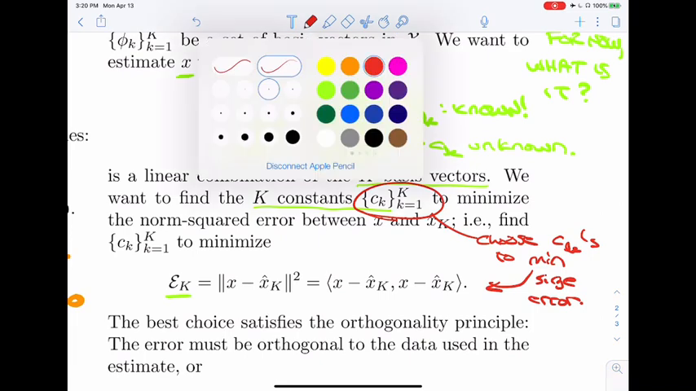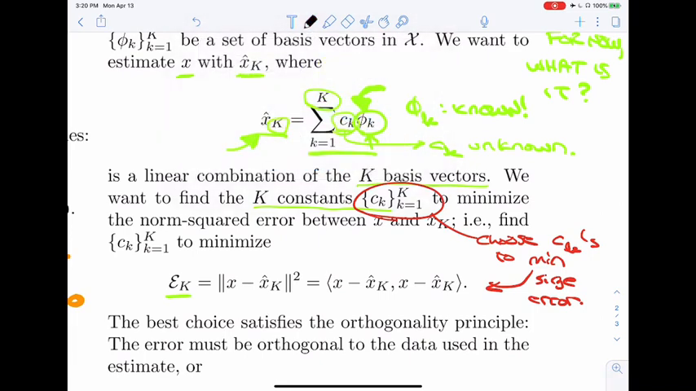Well, that's where the idea of a norm comes in. We know the norm is one way of coming up with a number that is indicative of the size of some object, the vector. So I'm going to look at my error, that's x minus x hat k, and take its norm squared, its size, which is represented in terms of an inner product. It's the inner product of the error, x minus x hat, with itself.